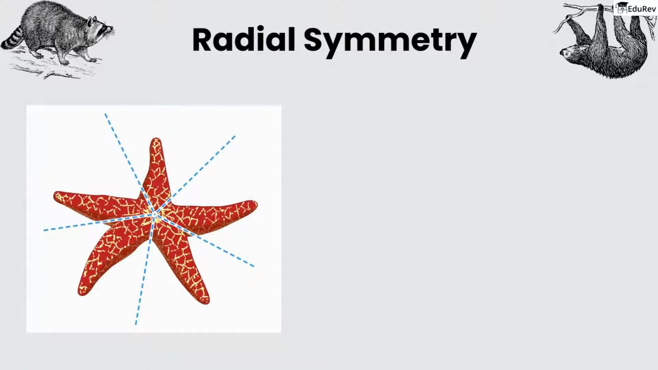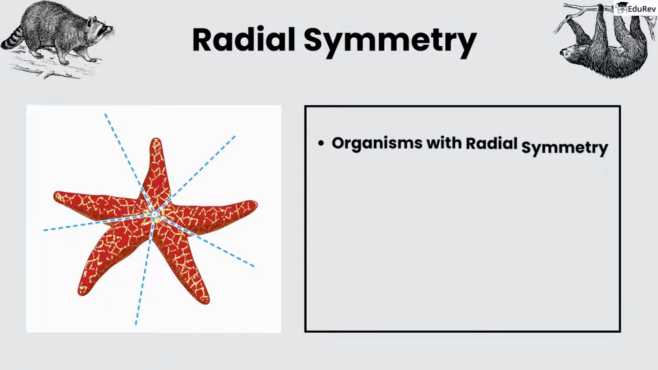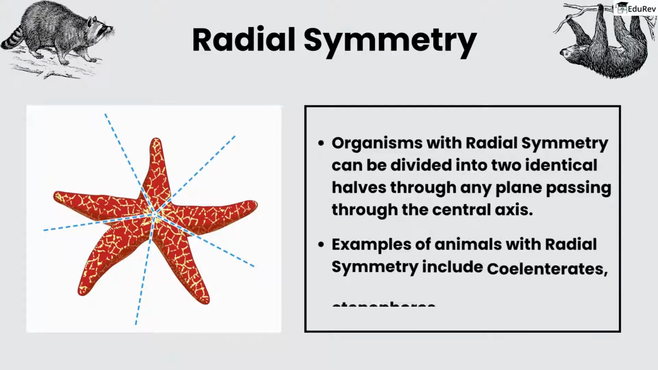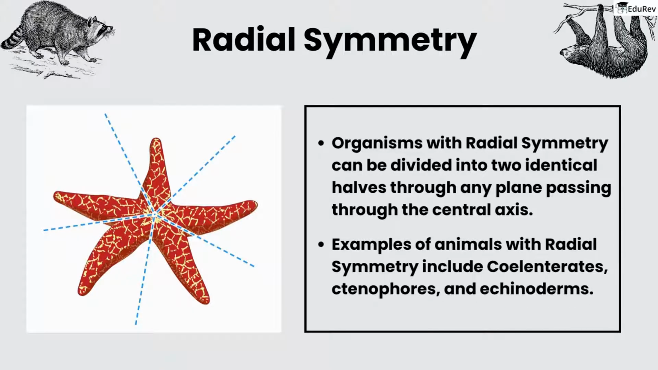Next, we have radial symmetry. Organisms with radial symmetry can be divided into two identical halves through any plane passing through the central axis. Examples of animals with radial symmetry include coelenterates, ctenophores, and echinoderms.